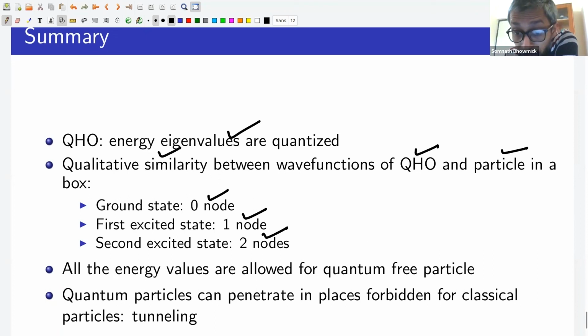Then we learned about the quantum free particle, and we found that all the energy eigenvalues are allowed because there is no boundary condition. And the third problem that we have learned is tunneling. We found that quantum particles can penetrate places forbidden for classical particles.